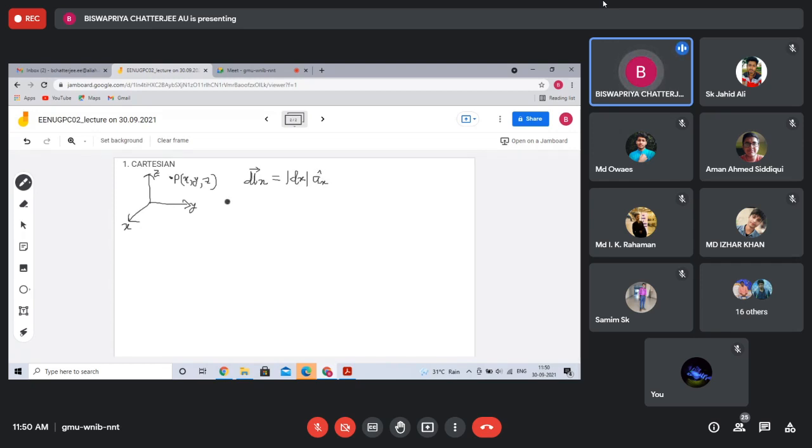Similarly, along the y direction, it should be dly. The magnitude part is dy, and the unit vector part is ay cap.